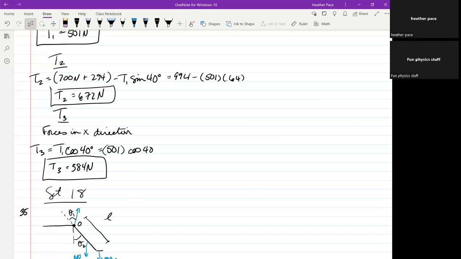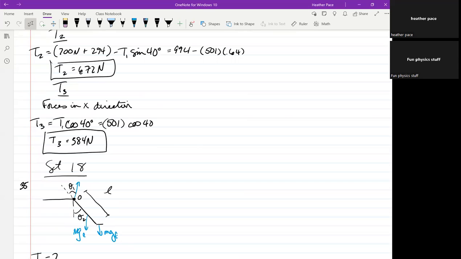Once I figured out T1, it kind of, then we were on a roll.